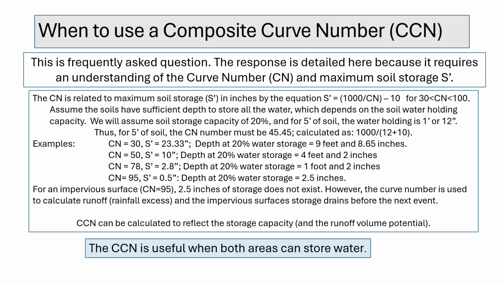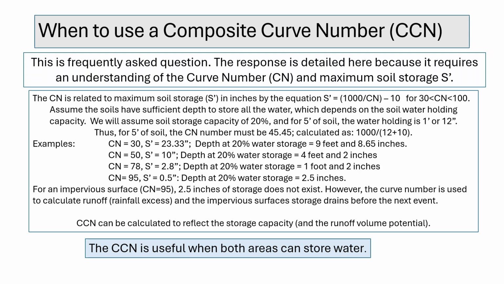One of the most frequently asked questions in hydrology is when it's appropriate to use a composite curve number, and answering it properly requires a solid understanding of what the curve number actually represents. The curve number, or CN, is directly related to the maximum soil storage capacity, referred to as S', measured in inches. The relationship is expressed as S' equals 1,000 divided by the CN, minus 10, and this applies when the CN falls between 30 and 100. This means the CN isn't just an abstract index, it's tied to how much water the soil can physically hold.